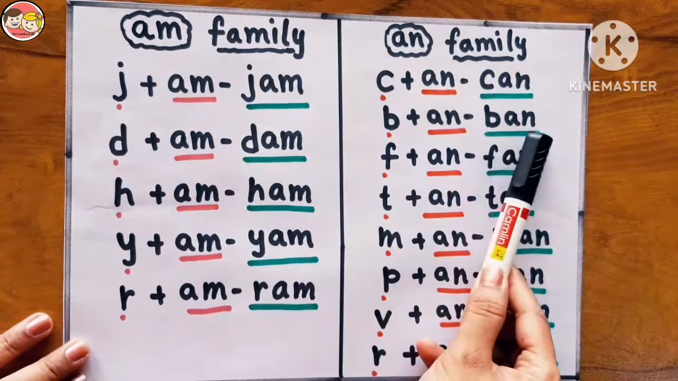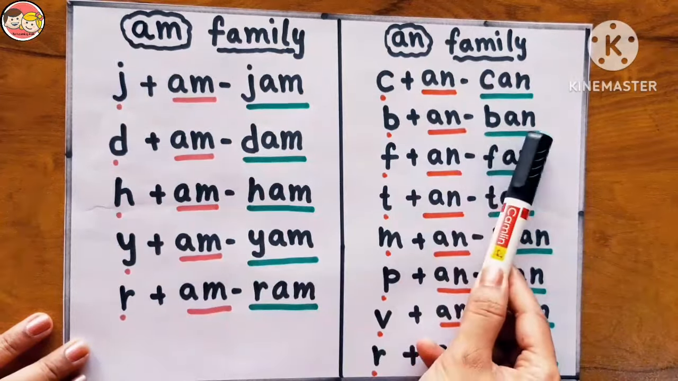Let's learn these ad family words along with action. D, ad, dad. B, ad, bad. S, ad, sad. H, ad, had. P, ad, pad. L, ad, lad. M, ad, mad. Now let's move on to the ag family words.